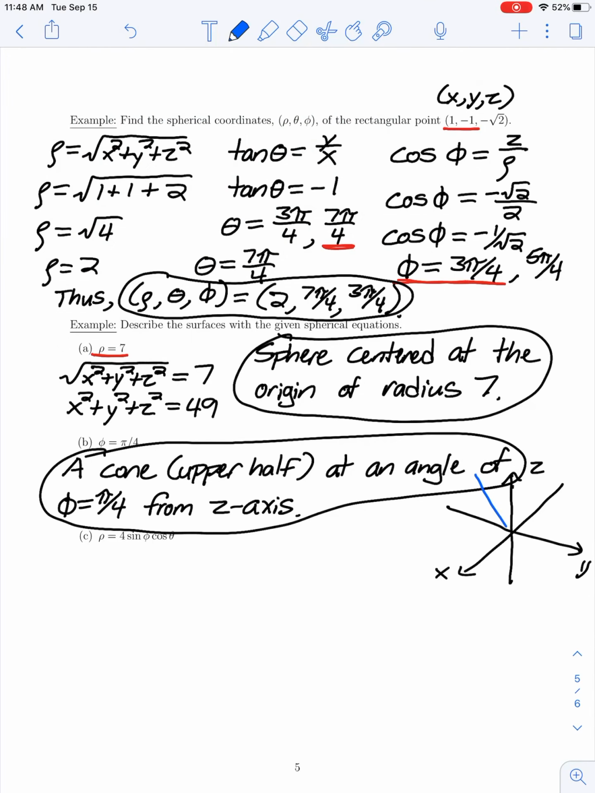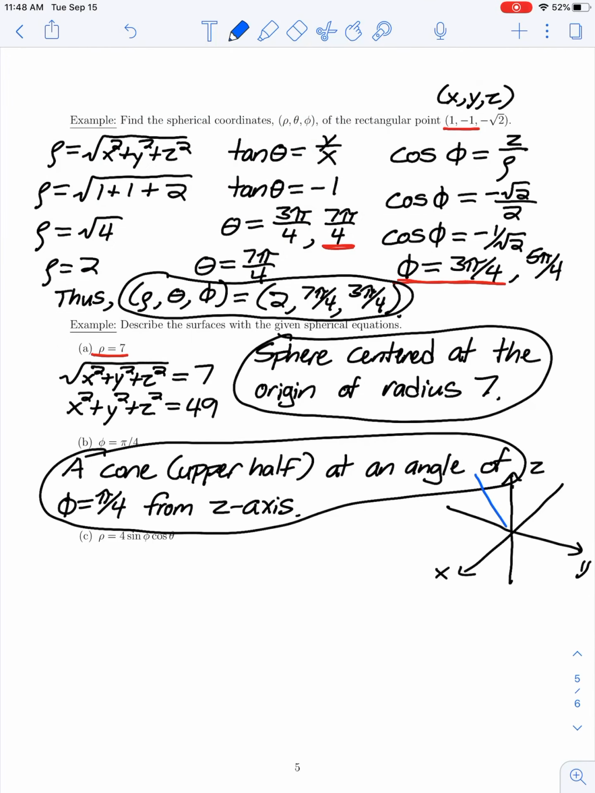So let's consider that a constant value of phi could represent a cone angled at a particular angle measured downward from the z-axis. Now, if we happen to have the particular constant, let's say phi is equal to pi over 2, that means that we've rotated 90 degrees downward from the z-axis. So that particular case would be describing the xy plane itself rather than a cone.